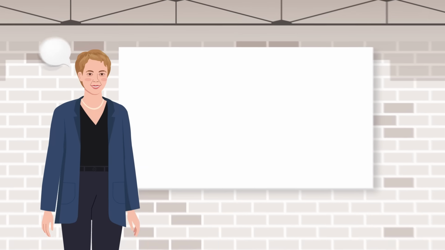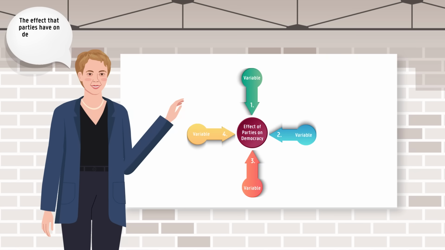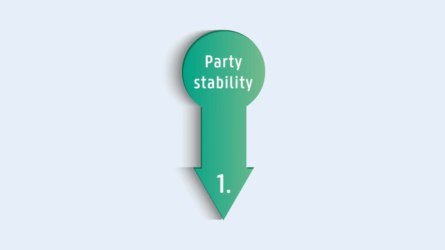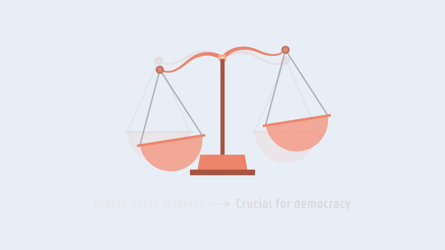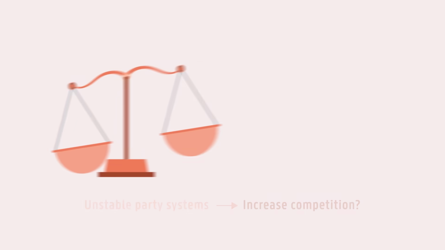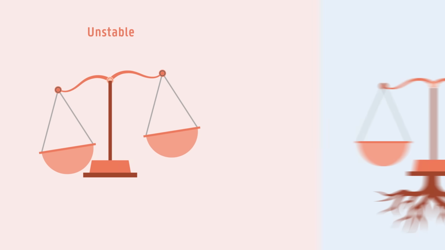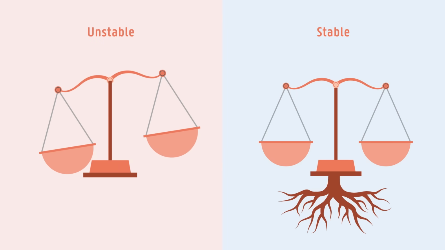As Professor Fink-Hafner explains, the effect that parties have on democracy is determined by a number of variables. One variable is the extent to which party systems are institutionalized, meaning how stable and predictable they are. For a long time, people thought that stable party systems were crucial for democracy, but reality is more complex. In some instances, unstable systems can help democracy by increasing competition. In others, they hurt it by preventing parties from developing deep roots in society.